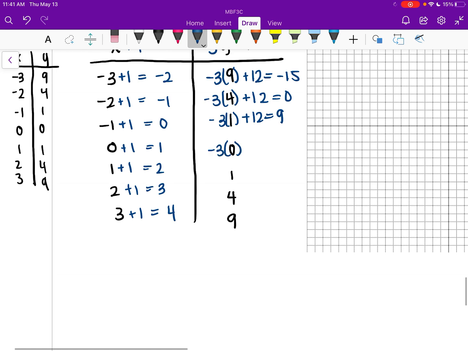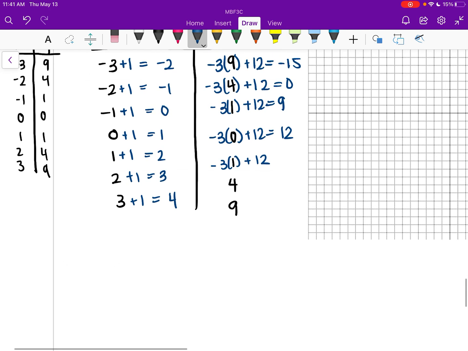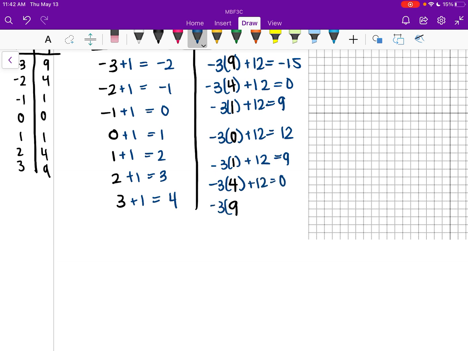-3 times 0 is going to be 0. Plus 12 is going to be 12. -3 times 1 is -3. Plus 12 is going to give me 9. -3 times 4 is -12. Plus 12 is going to give me 0. And then -3 times 9 is -27. Plus 12 is going to give me -15.